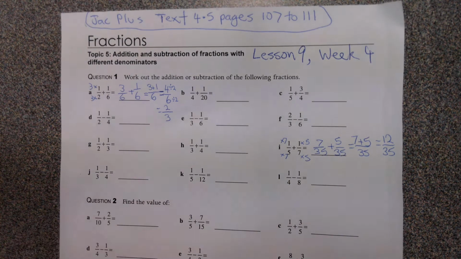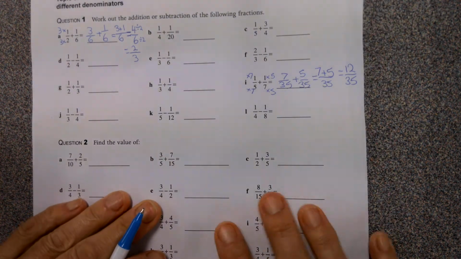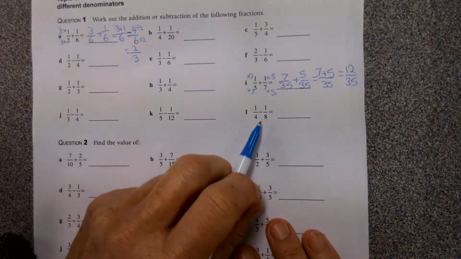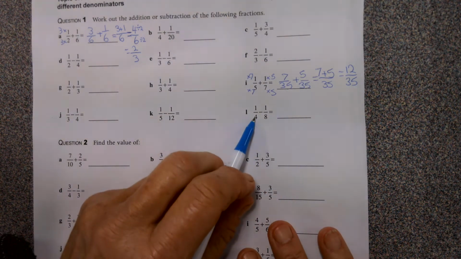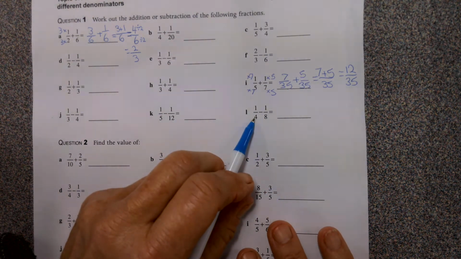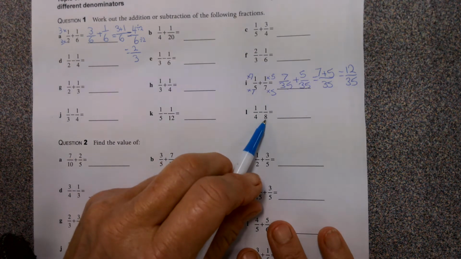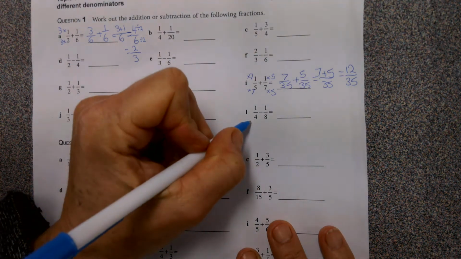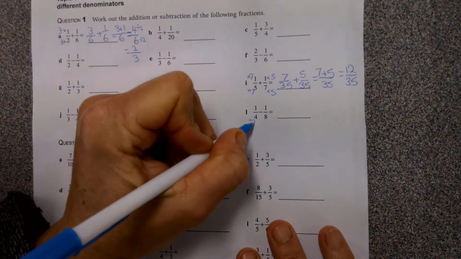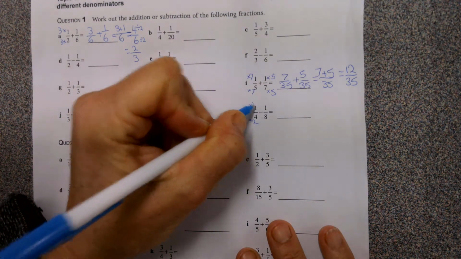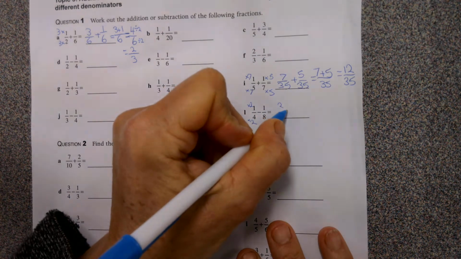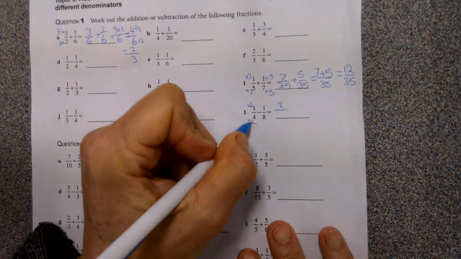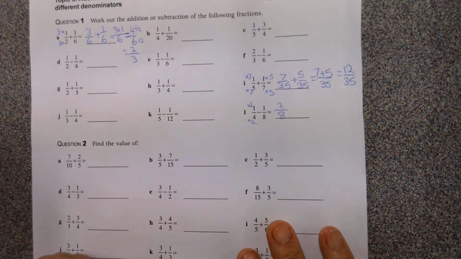Let's go down to the last one of this question 1. It's subtraction. 1/4 minus 1/8. So once again, look for the smaller number. Can you multiply it by a number to get 8? Yes, we can. We can multiply by 2. So let's multiply by 2, top and bottom. 2 times 1 is 2. And 2 times 4 is 8.